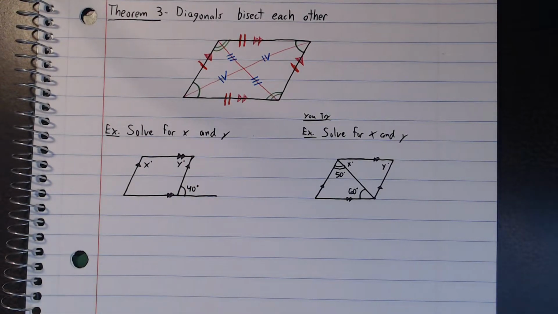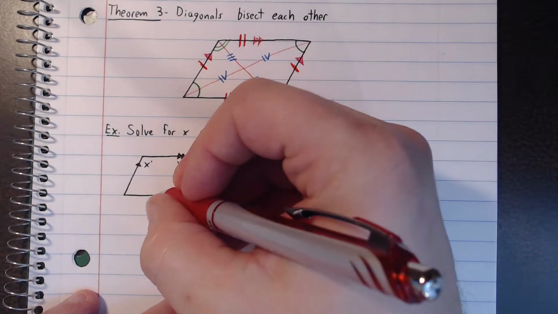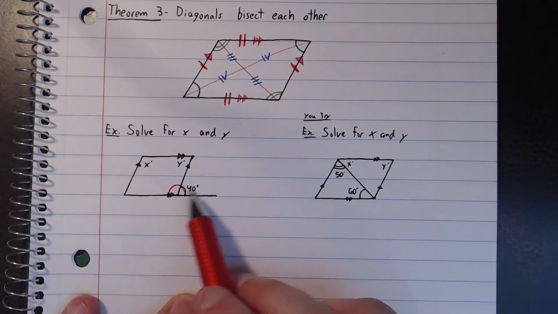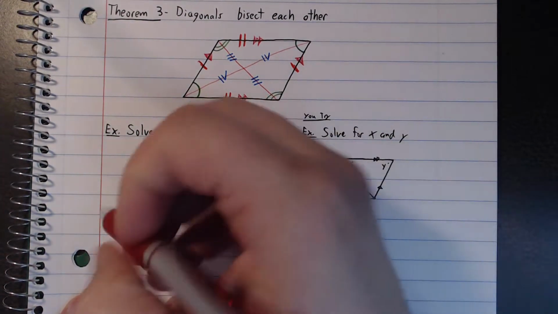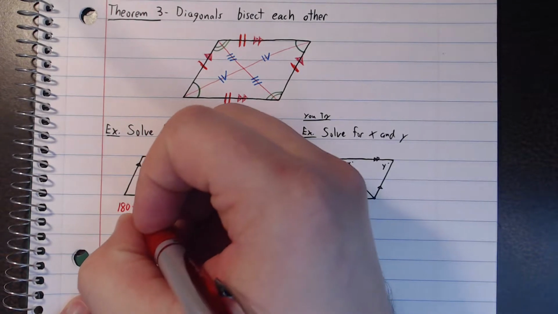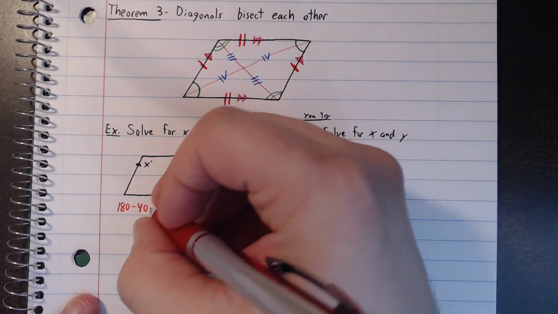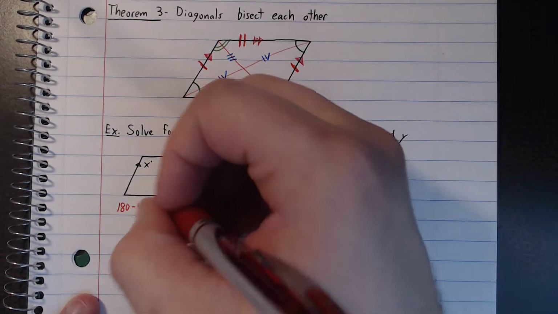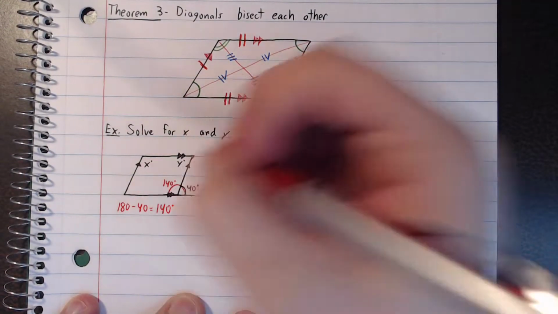Well, does that really matter that it's outside? I don't think so. Right? We know that we have a straight line right here, which is worth a total of 180. So we're working with supplements. So if I take 180 and get rid of the piece I already know, it's going to tell me what I'm looking for is worth 140 degrees.